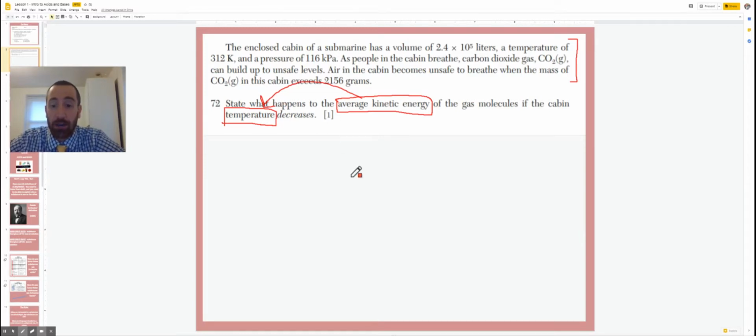So if the average kinetic energy, if the temperature decreases, the average kinetic energy decreases.